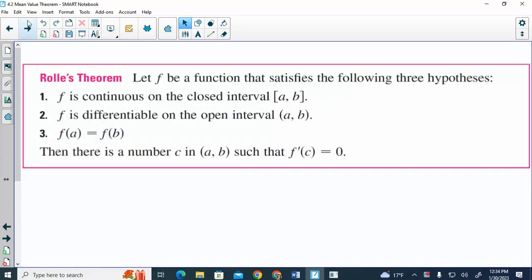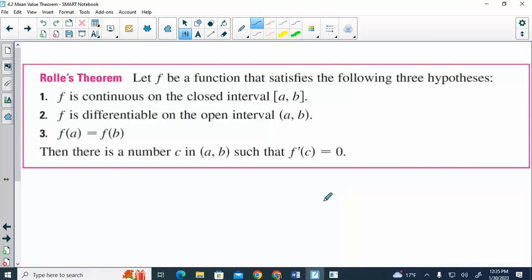So today, let's start with Rolle's theorem. Rolle's theorem tells us if you have a function with these three requirements, it has to be continuous on the closed interval. Continuous, we know, means there's no breaks in our graph, right? And it has to be differentiable on the open interval. That means the derivative has to exist everywhere except maybe at the endpoints. And the endpoints are equal.